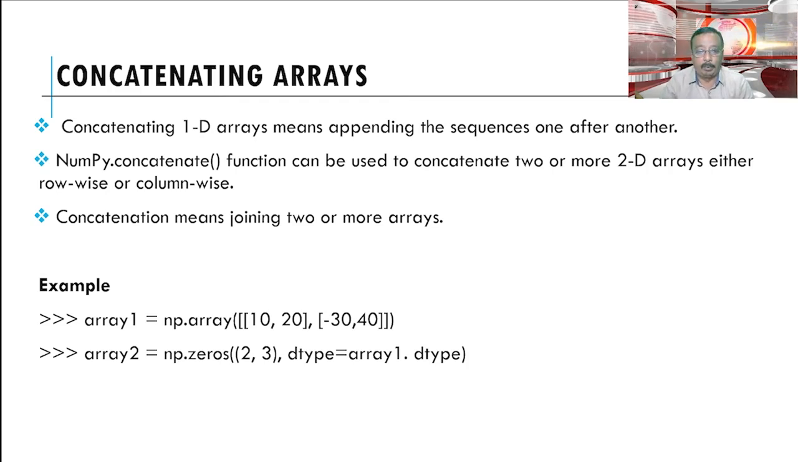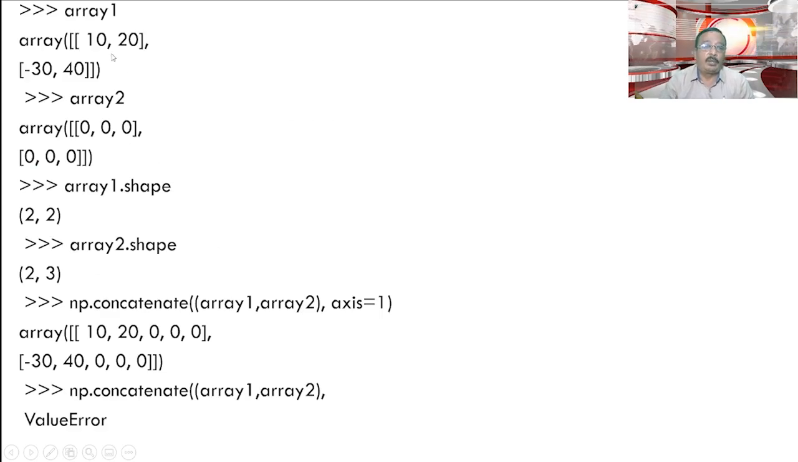We'll see some examples. So we have array 1, which is created using np.array. These two lists are being created as an array. And np.zeros, using that, a 2 cross 3 zero-valued array is being created, and these two arrays are being displayed. Array 1 has two lists combined into an array. Array 2 has 2 rows and 3 columns with zeros. And we see the shape of the arrays. Array 1 dot shape is 2 comma 2, and array 2 dot shape is 2 comma 3.